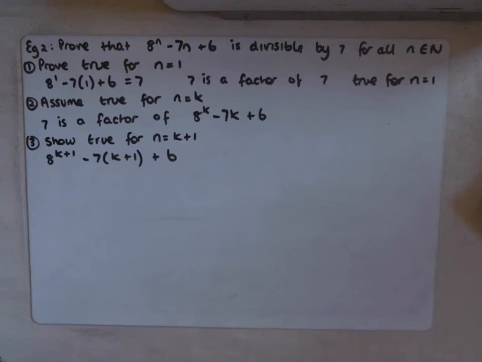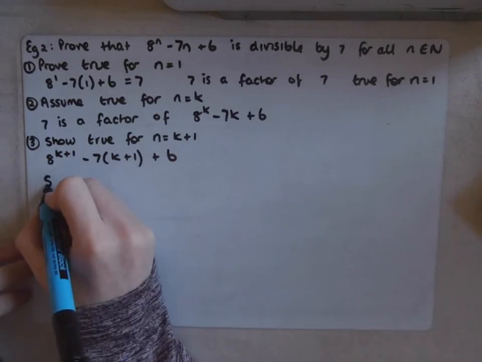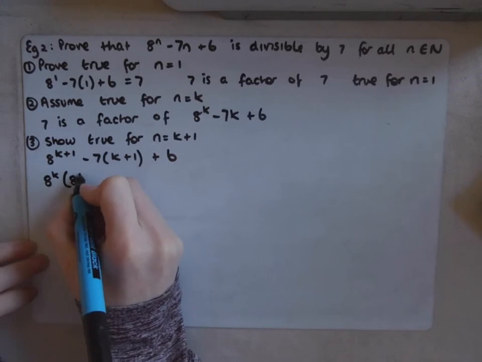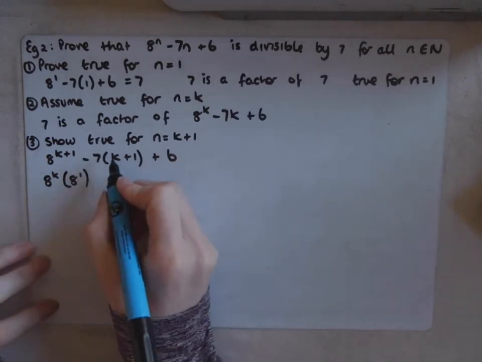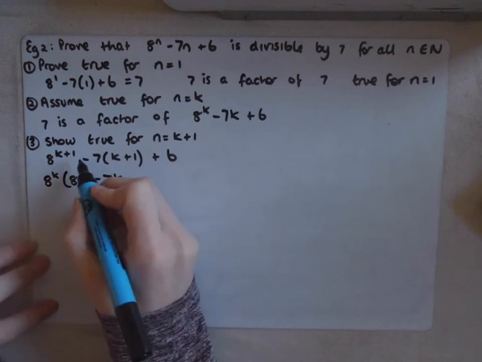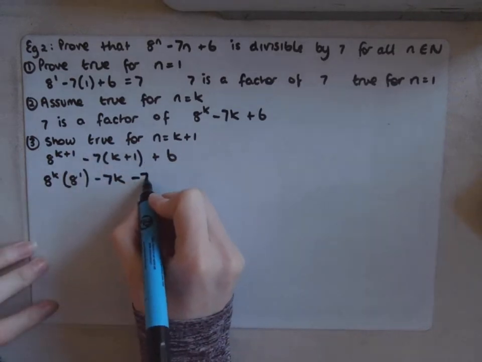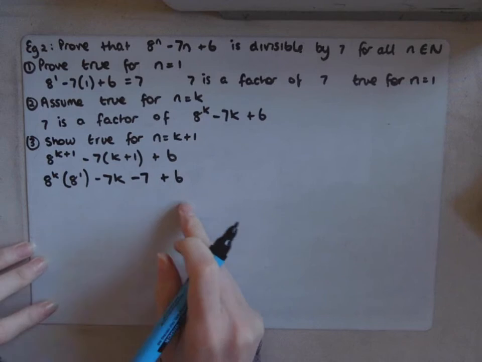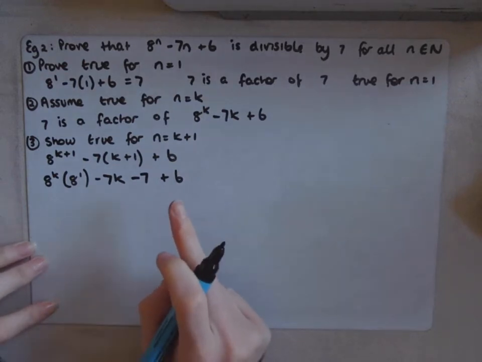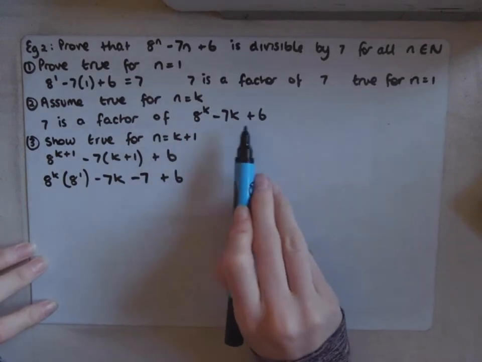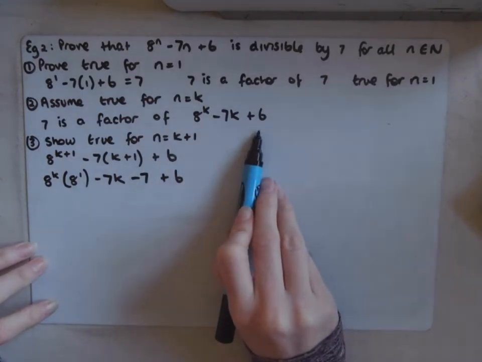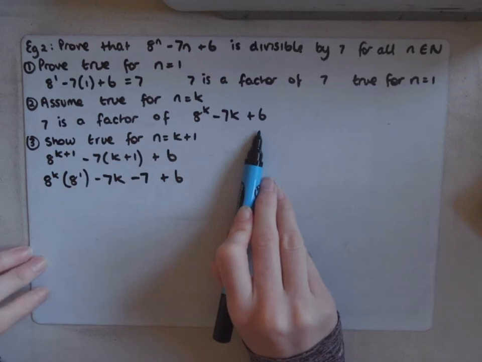Now, that 8 to the power k plus 1 is 8 to the power k by 8 to the power 1. Minus 7 by k is minus 7k, and minus 7 by 1 is minus 7 plus 6. Don't put them together. Okay? Remember, you need to use your assumption. So that means I need an 8 to the power k, a minus 7k, and a plus 6 in my answer so that I can use my assumption.